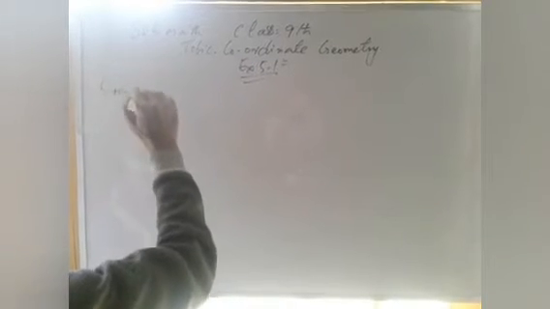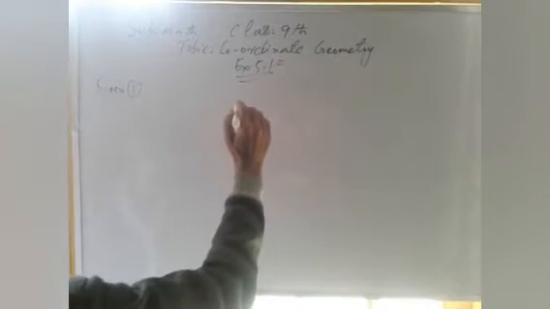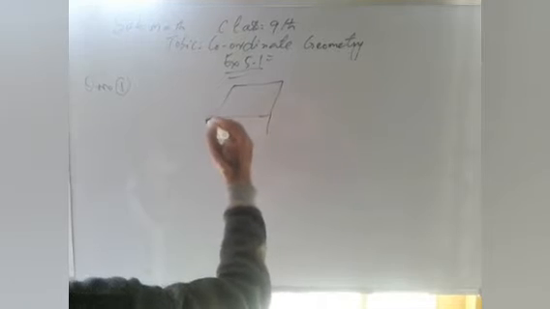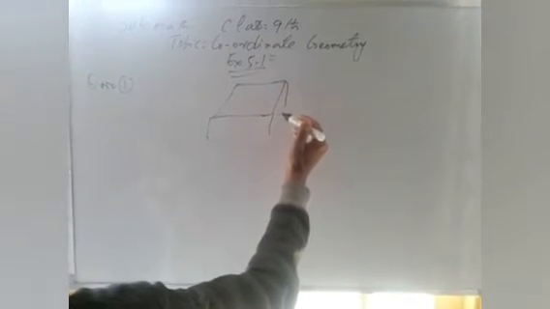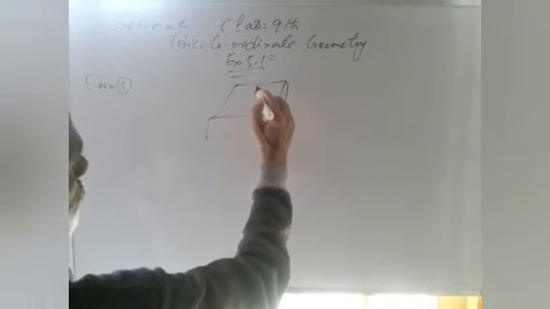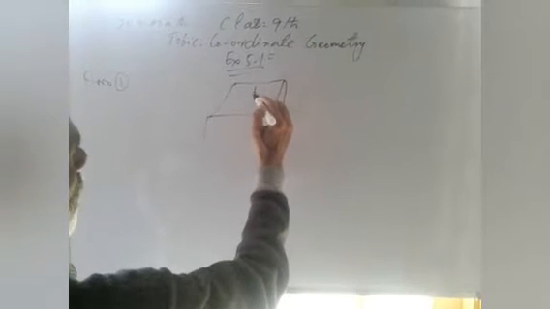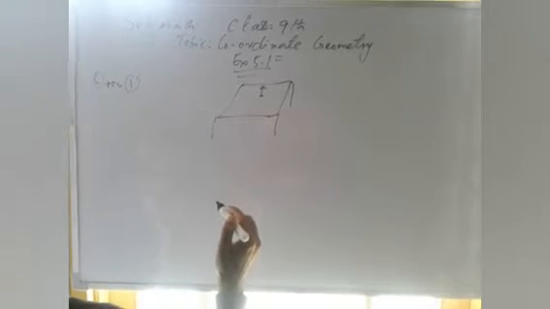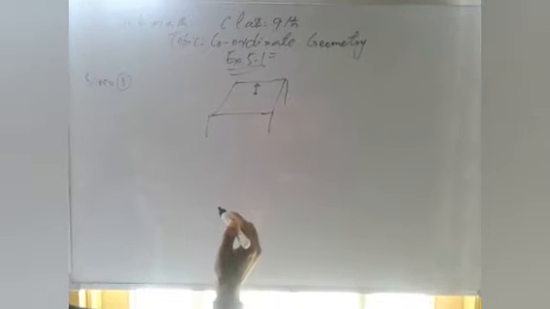Ready? Exercise 5.1, question number 1. In this question, we have to describe the position of a table lamp. This is the table, and the table lamp is on it. We have to describe its position on your study table to another person.